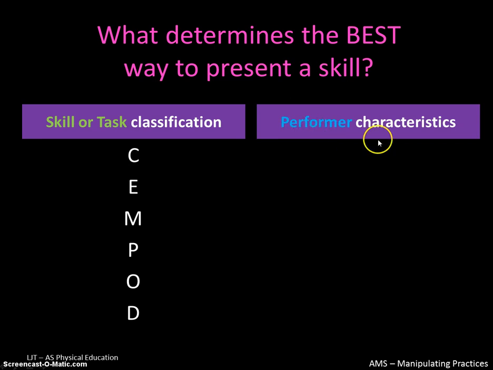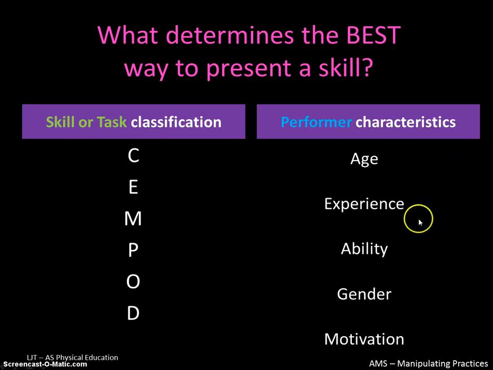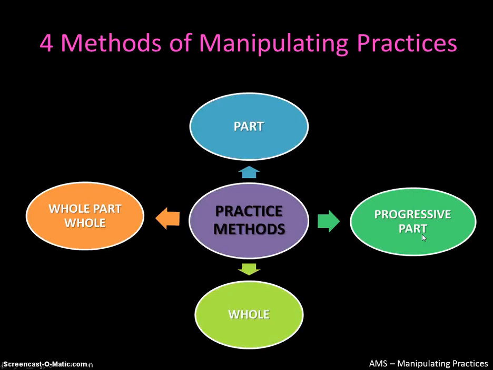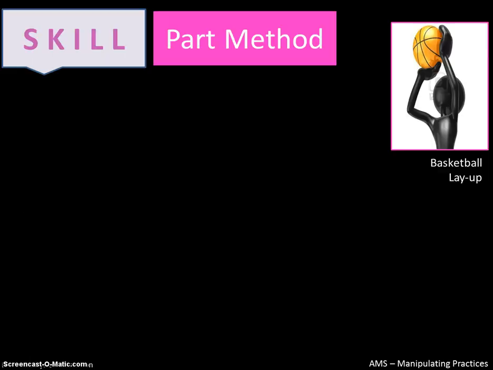But also there might be some performer characteristics, so this is to do with the skill or the task itself, but it also might matter who the performers are. And you might bear in mind age, experience, ability, whether they're males or females, or how motivated they are to learn before you decide how to present your skills to them and how to practice. So there are four ways essentially that you might manipulate or present a practice. Parts, progressive parts, whole, whole part, whole. And we'll look at each one of these and then briefly talk about the advantages and disadvantages. It might be worth you pausing on the advantages and disadvantages, because I'm not going to explain every one in terms of time, but then you can take it in yourself.